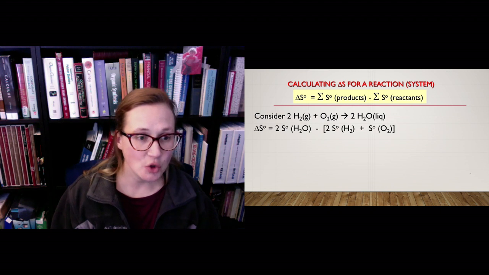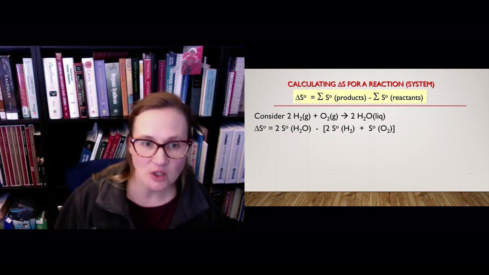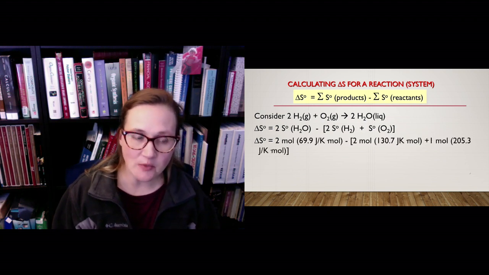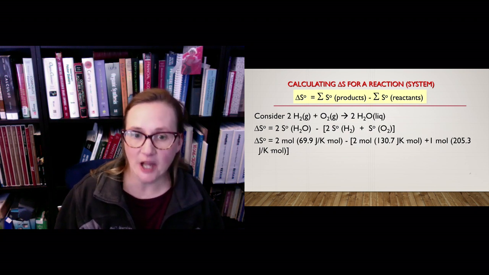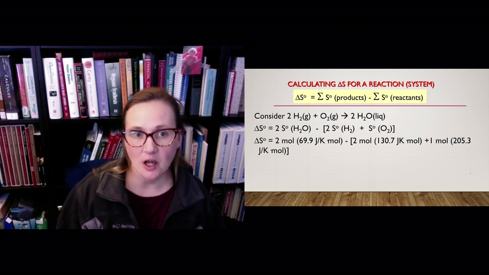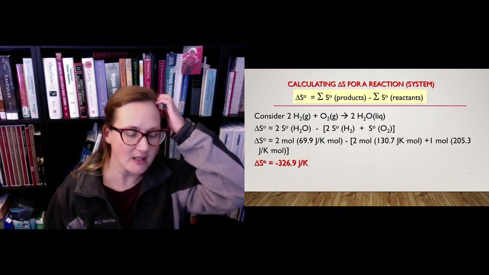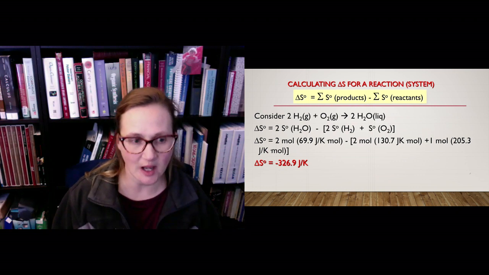So we're going to take 2 times the entropy of liquid water, subtract from it 2 times the entropy of hydrogen plus the entropy of oxygen. And if we look up those values in the table, we can fill those in and calculate the entropy of this reaction. And when we do that, we come up with negative 326.9 joules per Kelvin.